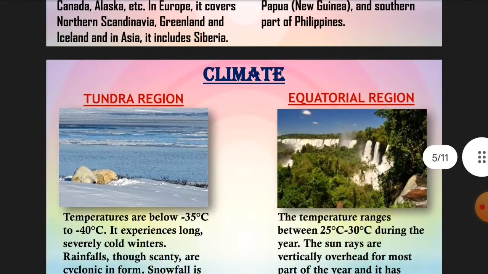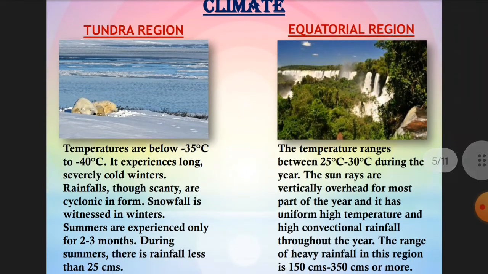Let's go further about the climate. Tundra region experiences severe cold throughout the year and it gets rainfall, though scanty, but it is all cyclonic in nature. Snowfall is witnessed in winters. Summers are experienced for a very short period of time. In Equatorial region, the sun rays are almost all-time vertical, and this region receives very heavy rainfall, which helps to get the evergreen vegetation in this region.